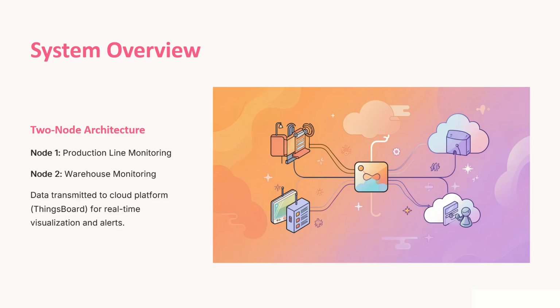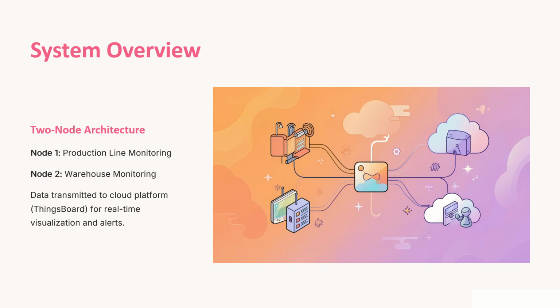System overview. The system is designed using two nodes. Node 1 is placed in the production lane area and node 2 is placed in the warehouse. Each node is responsible for collecting the data from its respective environment using sensors. So node 1 mainly monitors the machine related parameters like temperature, vibration and machine status. Node 2 focuses on environmental conditions like humidity, light, motion and door status.